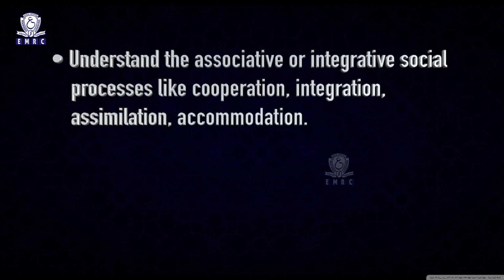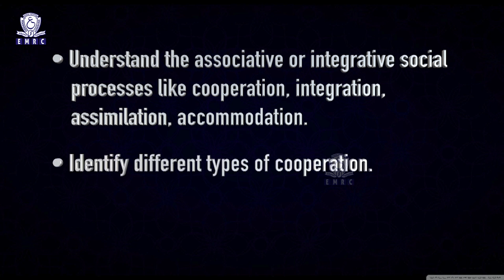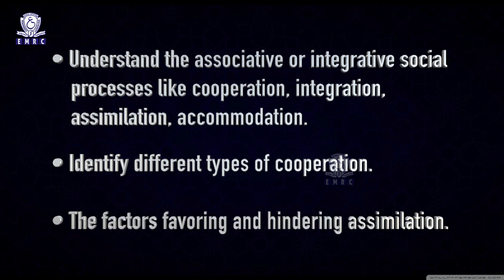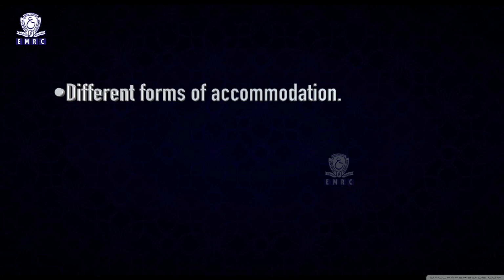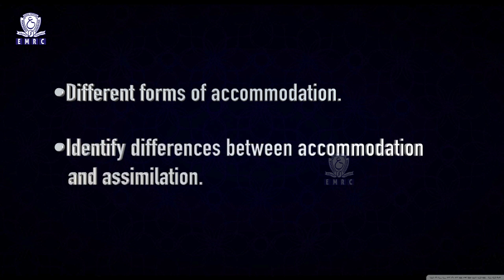Objectives. At the end of this lesson, you will be able to understand the associative or integrative social processes like cooperation, integration, assimilation, accommodation, identify different types of cooperation, the factors favoring and hindering assimilation, different forms of accommodation, and identify differences between accommodation and assimilation. Let us now discuss the associative or integrative processes.